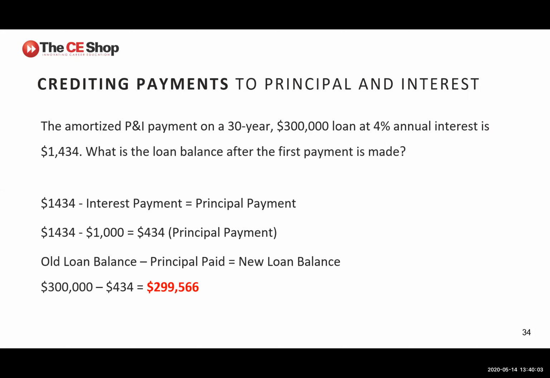So you take your loan minus your principal paid, and you're at $299,566. At this point in time, you think, oh my God, I'm never going to do it. But when it comes time to do your taxes, you're going to have a big chunk of mortgage interest credit that you can take. So there's a good side and a bad side to it.